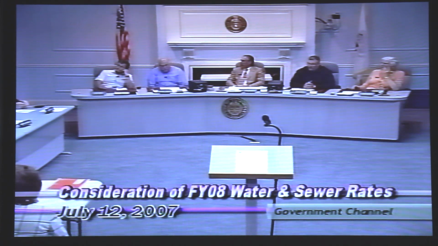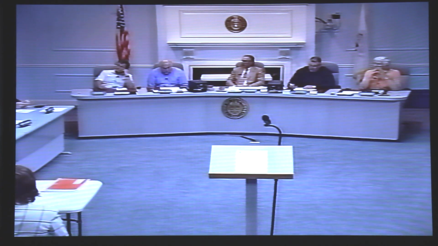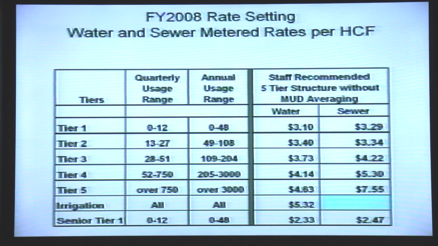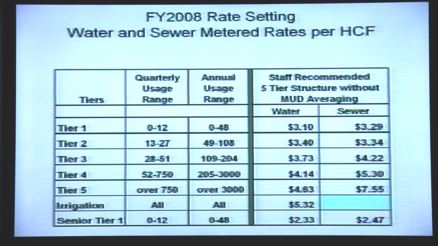Mr. Chairman, once again, I want to thank the staff for a fine job and recommendations, and I would move that we accept the staff recommendations as presented tonight, which means that we would go to quarterly resets, go to 5 tiers, would not do apartment averaging, and would keep the senior discount and keep a separate irrigation rate, among other things. Second. Any further discussion, questions? Seeing none, all those in favor? Aye. Opposed? Thank you.